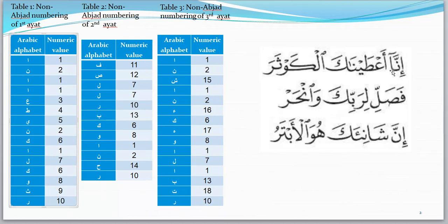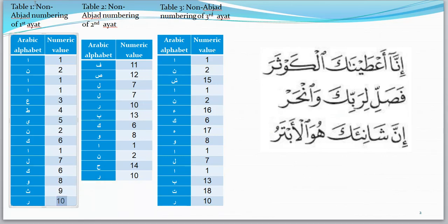Then Alif, this is Alif, this is Alif, so they will be numbered as 1 1. And then the third appearance is Ain. Fourth appearance is Ta. So like this up to the last harf Ra. The alphabet Ra is the 10th appearance, so its value is 10.